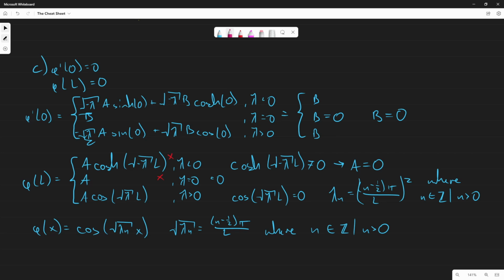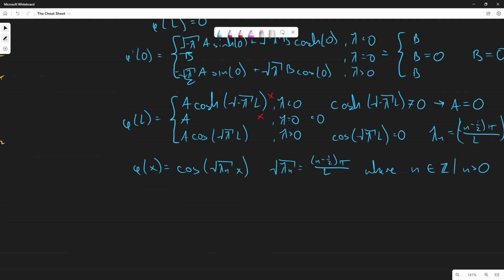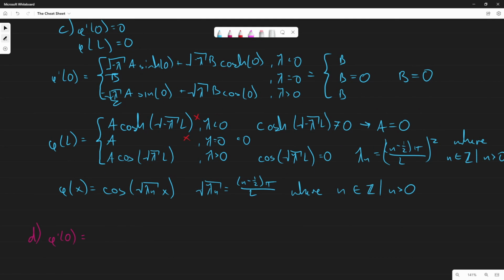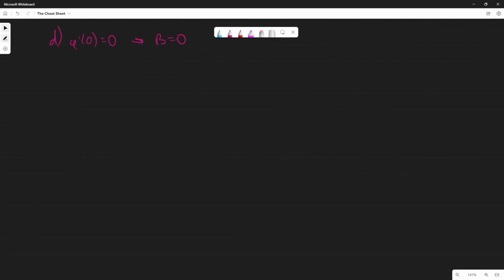So now for our last part, part D, it asks us to find when both phi prime of 0 and phi prime of L are equal to 0. So let me actually do this one. For phi prime of 0, we can look at the previous example, part C, that this gives us b equal to 0. So this forces b to be equal to 0. Cool. So we got that out of the way.